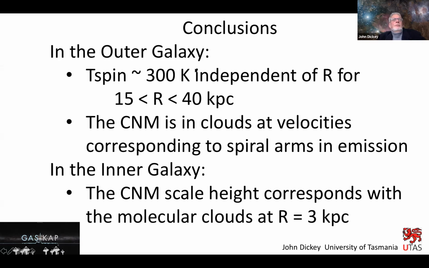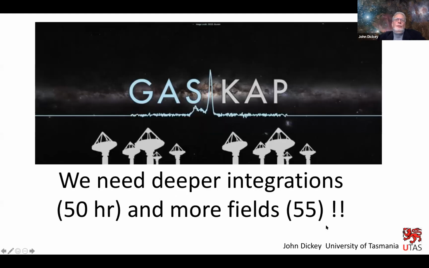So finally, my conclusions: in the outer galaxy, T-spin is about 300 K, between about 15 and 40 kiloparsec radius. The CNM is in clouds at velocities that more or less correspond to the spiral arms that we see in large scale in emission. In the inner galaxy, the CNM scale height roughly corresponds to the molecular cloud scale height when we're in at about 3 kiloparsec radius from the center.